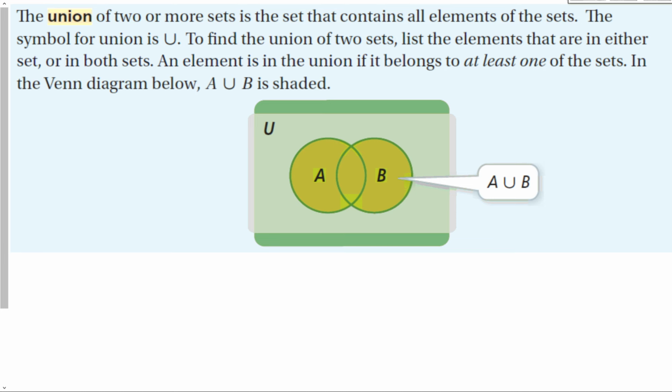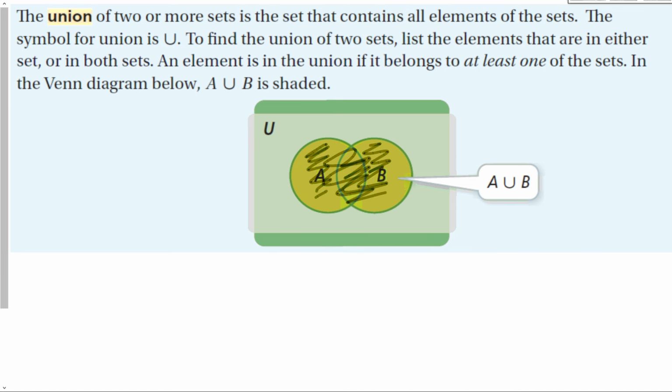So to find the union of two sets, list the elements that are either in one set or in both sets. An element is in the union if it belongs to at least one of the sets. So in the Venn diagram below, A union B is shaded. So you can see that we have all of A, all of B, and the part in between, the part that's in both.